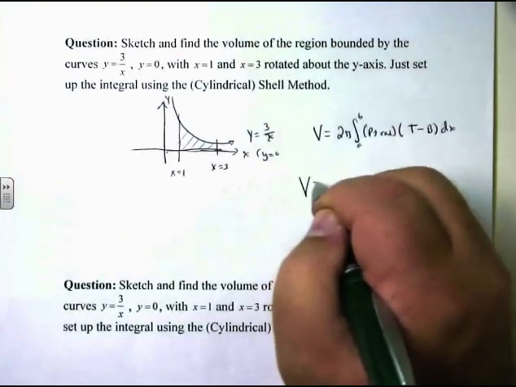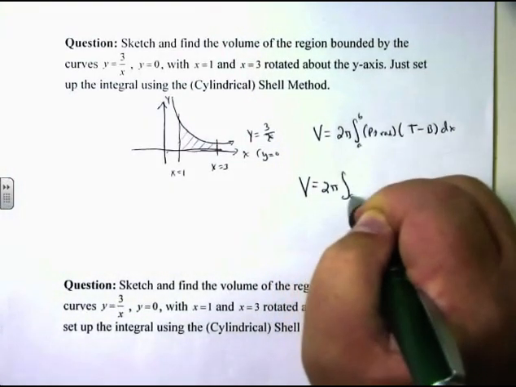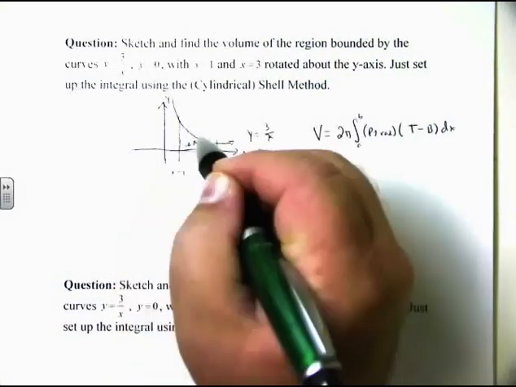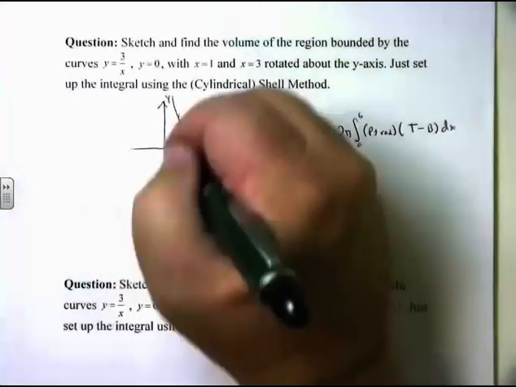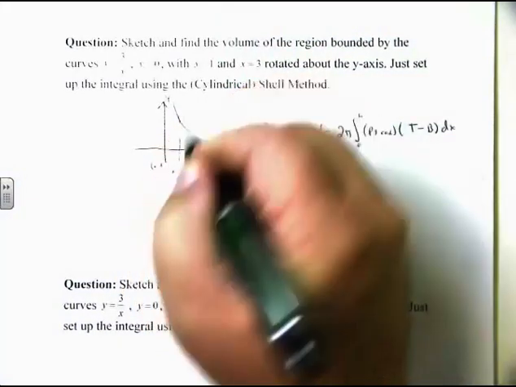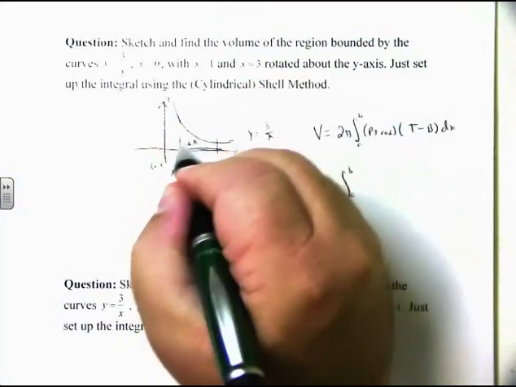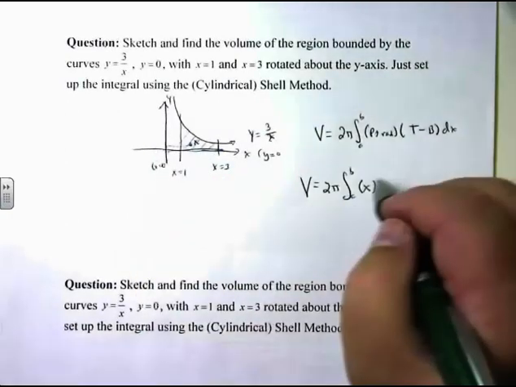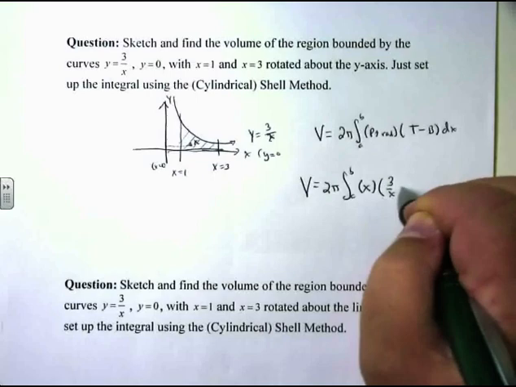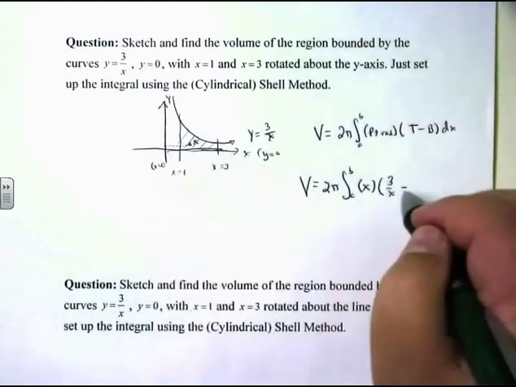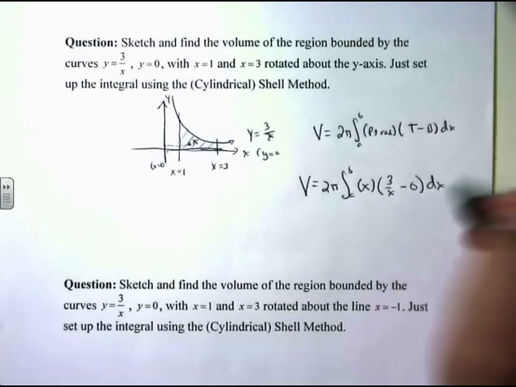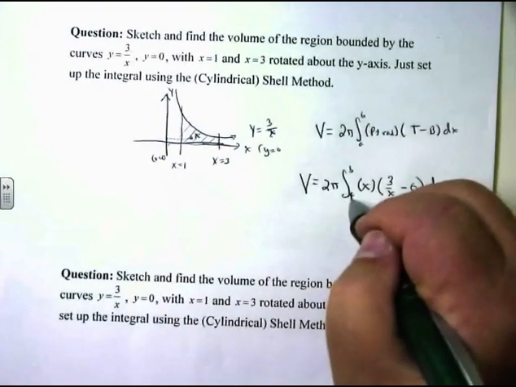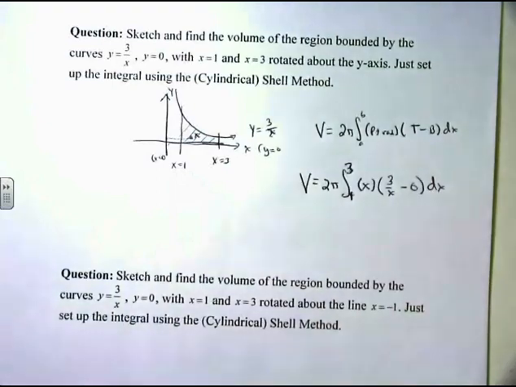So volume equals 2 pi times the integral from a to b. Pick an arbitrary point inside my region, and the distance between that and the y-axis, which is also known as x equals 0, is a distance of x, right minus left, x minus 0, times top, which is 3 over x, minus bottom, which is y equals 0, dx. And my bounds are between 1 and 3.